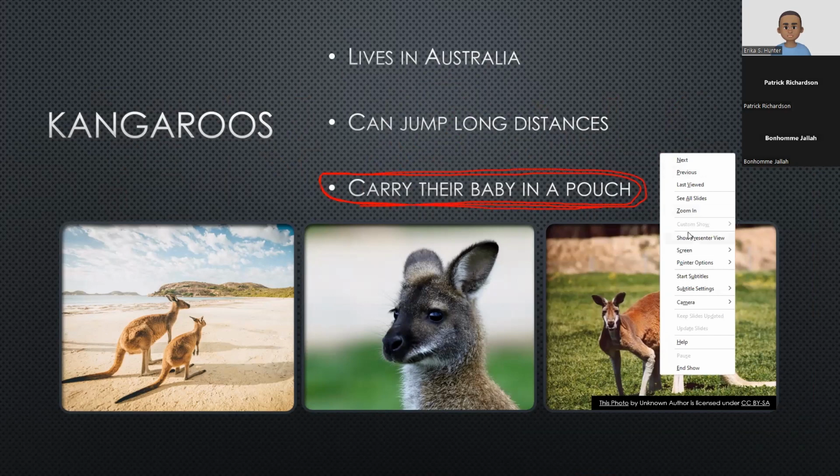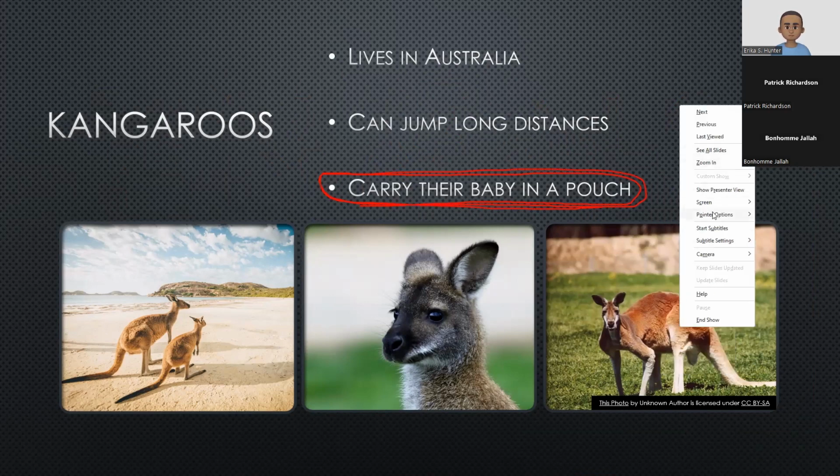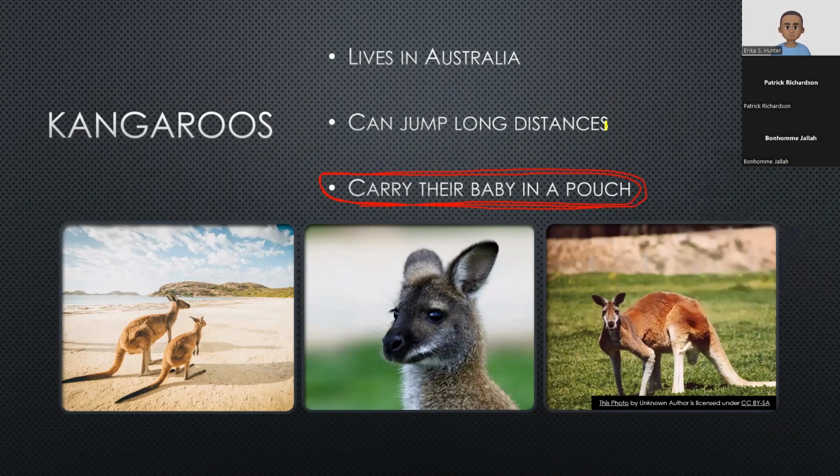So again, how did I get there? I right click on the screen. I went to pointer options. And you have a laser pointer option, a pen, or a highlighter. Let's try the highlighter. So I can just kind of highlight something also.